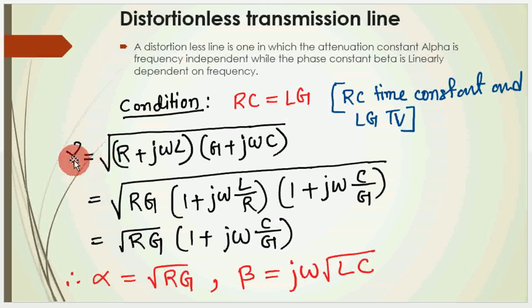And the propagation constant gamma, this is the general expression for gamma, and for this distortionless line it is root over RG times 1 plus j omega C by G. And you have to remember these alpha and beta values. Alpha is root over RG, and beta is omega root over LC. Beta is the same for other lines like the lossless line and low loss line.